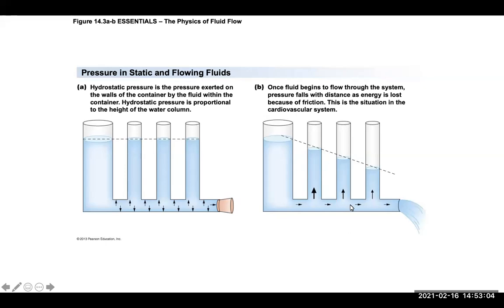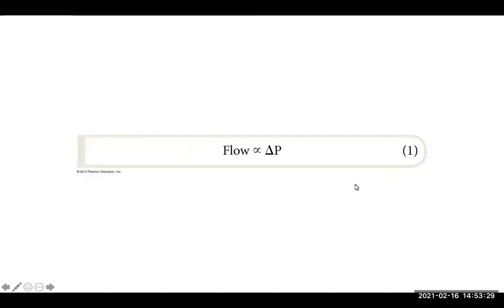When the fluid flows, the pressure changes over distance as the energy is lost due to friction. So although most books will call this pressure in the cardiovascular system hydrostatic pressure, it's actually really called hydraulic pressure, which is the study of fluid in motion. So pressure changes in the liquid without a change in the volume.